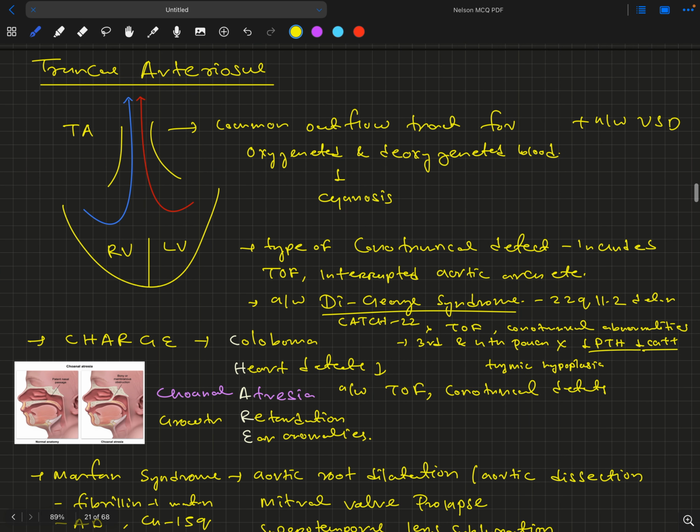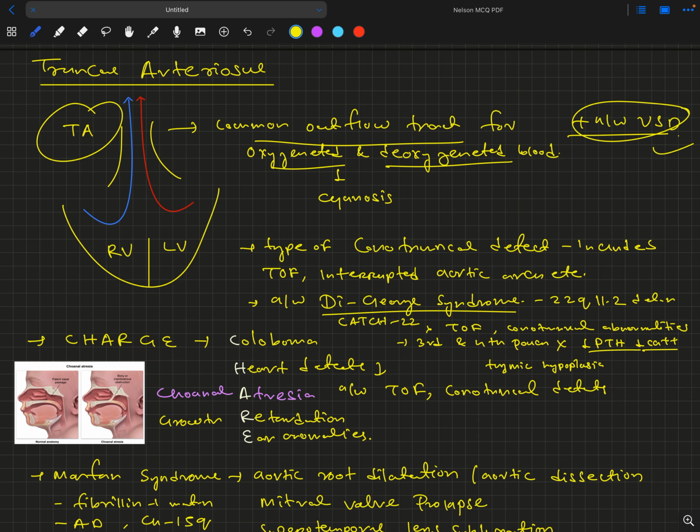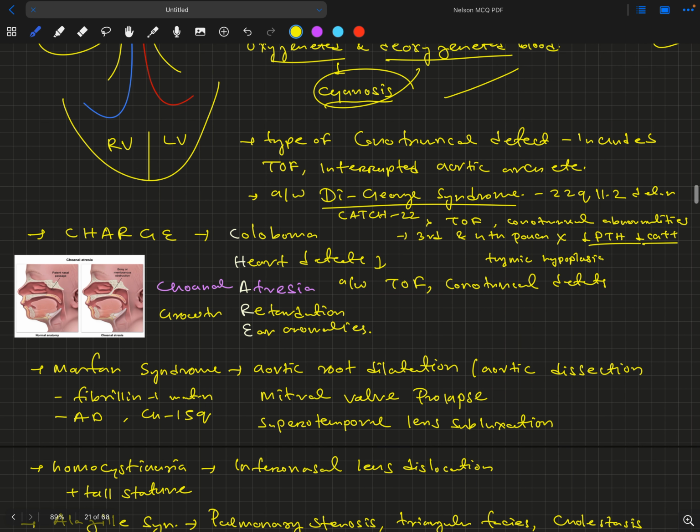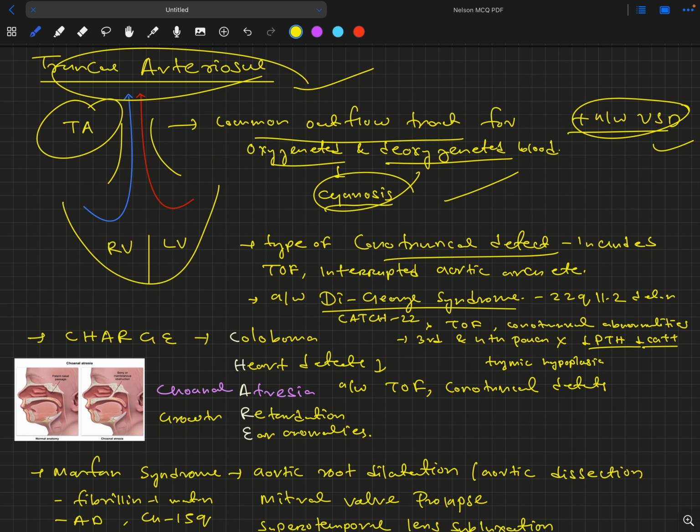And now we'll discuss truncus arteriosus. In truncus arteriosus, there is a common trunk for both the left ventricular outflow tract and right ventricular outflow tract. Common outflow tract for both oxygenated and deoxygenated blood. It is associated with VSD and presents with cyanosis. Truncus arteriosus is a cyanotic congenital heart disease, a type of conotruncal defect. So truncus arteriosus is a type of conotruncal defect.